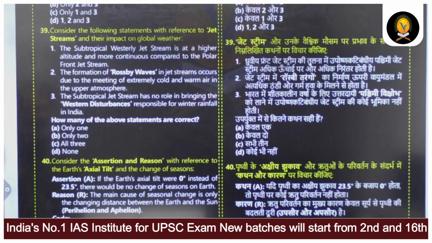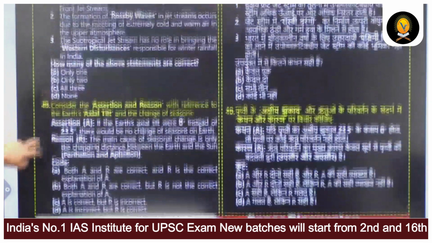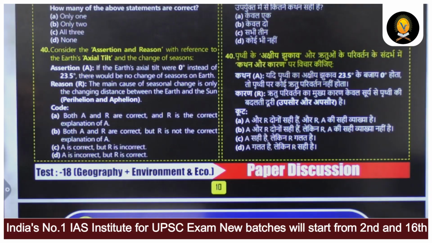Consider the assertion and reasoning with reference to the earth's axial tilt and the change of season. If the earth's axial tilt were 0 instead of 23 degrees 5 minutes (23 and a half degrees), there would be no change of season on earth. Yes. The reason states that the main cause of seasonal change is only the change in the distance between the earth and the sun. No. So only A is correct, R is incorrect.